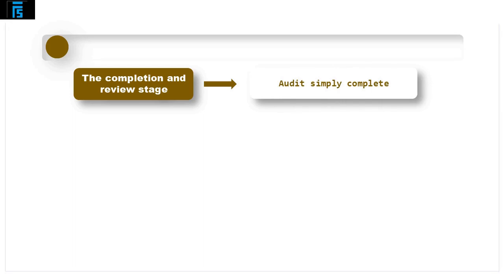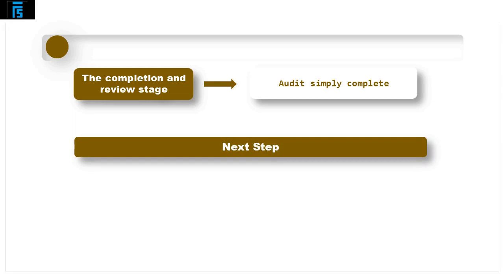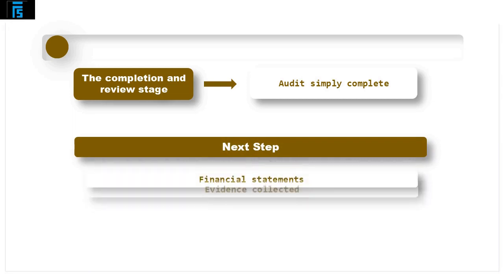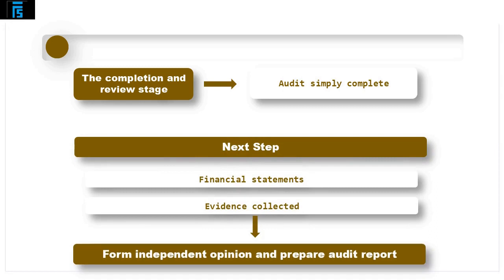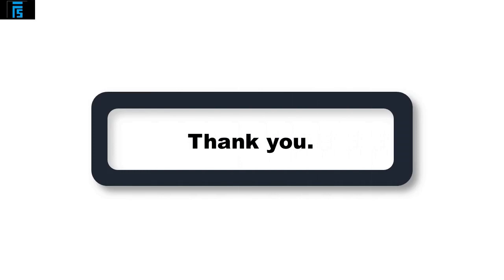All 5 areas have been covered from the completion and review stage of an external audit. Once complete, in simple terms, the audit is complete and no other evidence would be obtained. The next step, based on the financial statements and evidence collected, is to form the independent opinion on them and prepare the audit report. I hope you found this video useful.